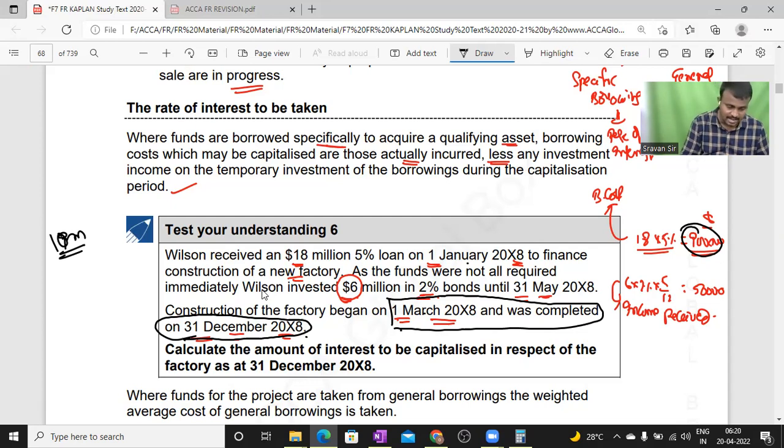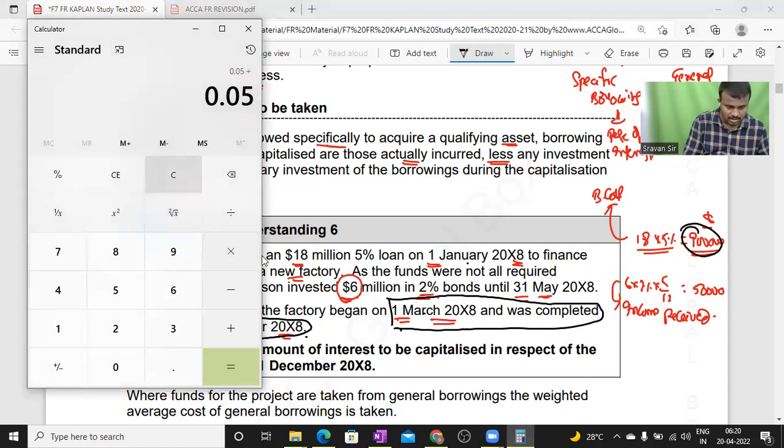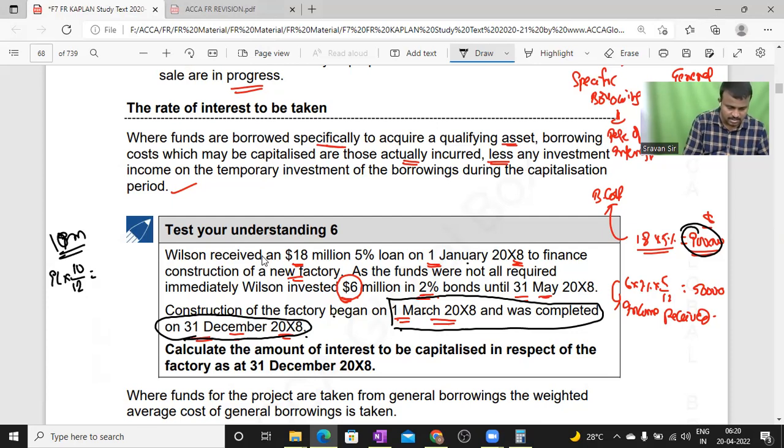So out of this 9 lakh, this 9 lakh is meant for 12 months. Then what is the amount for 10 months? So 9 lakhs into 10 by 12 equals how much? 7,50,000 is required to be capitalized.